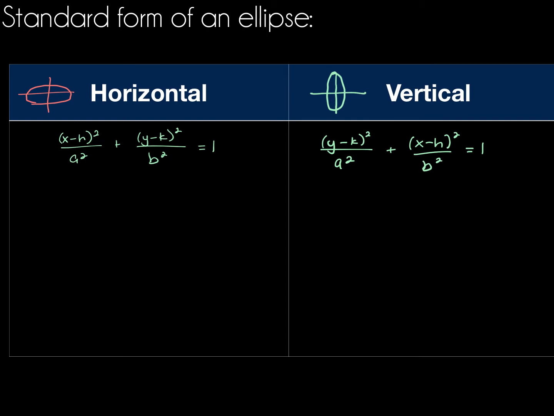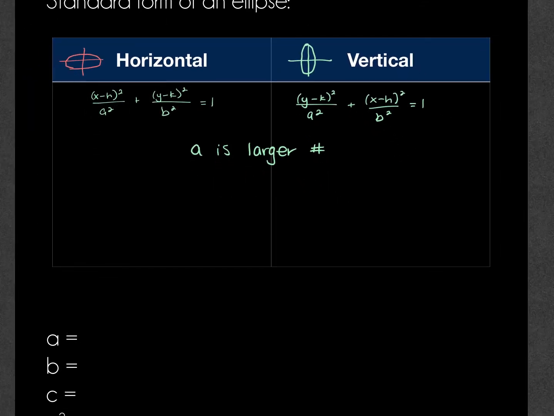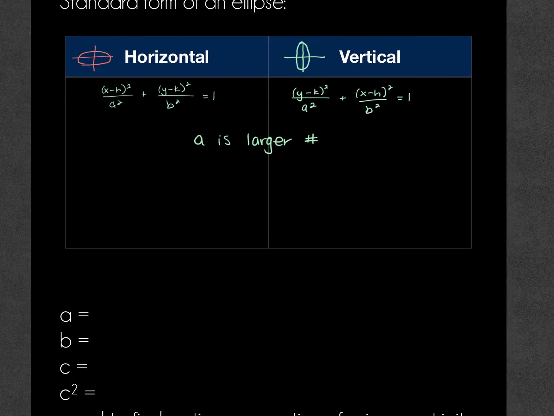The important thing, though, is not the order of the a and the b and the x and the y, but that a is the larger number. So remember, that's a big difference between the ellipses and the hyperbolas. In a hyperbola, a is always first. In an ellipse, a is always larger. Okay, for these, the center for both is h, k.